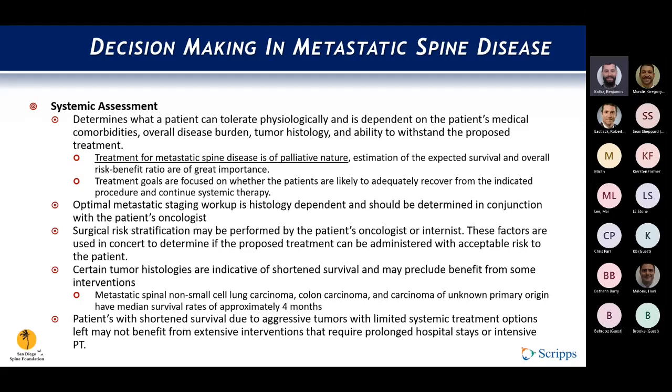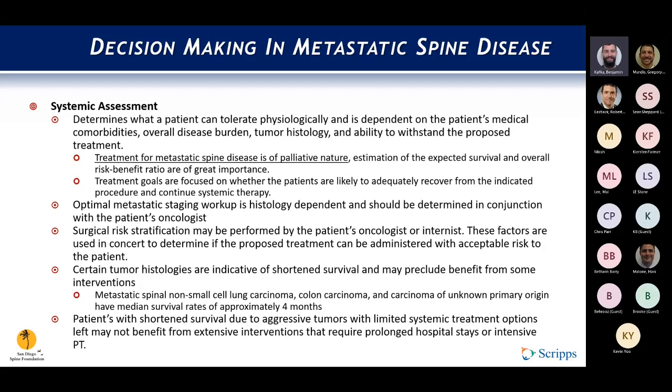Do they need a repeat biopsy? Do they need a nuclear medicine scan? What needs to get done to fully understand the patient's burden of disease? And then there should also be surgical risk stratification in conjunction with the patient's oncologist and internist to determine what the patient is capable of tolerating. Also, it's important to involve the patient in this stage, because patients in varying stages of their clinical course will have different risks that they will be able to tolerate or want to go through with.